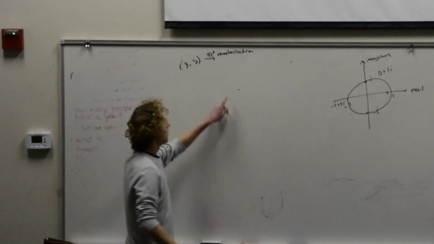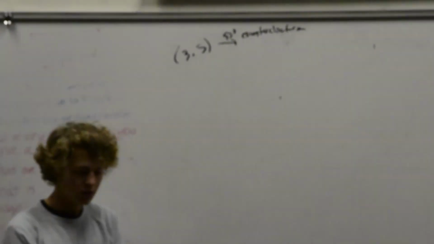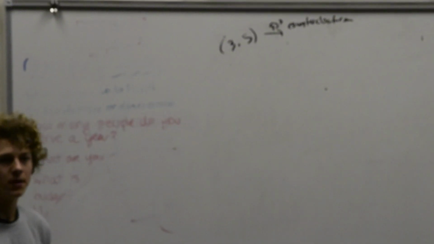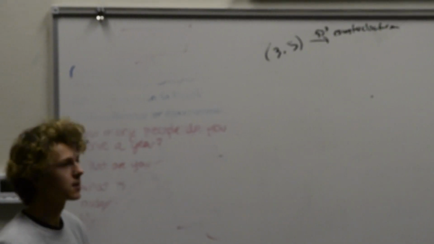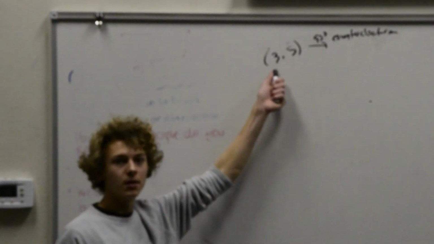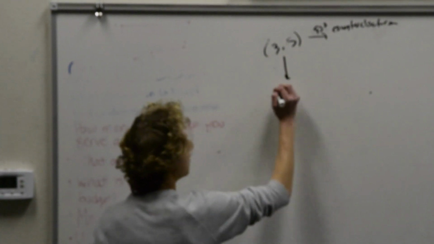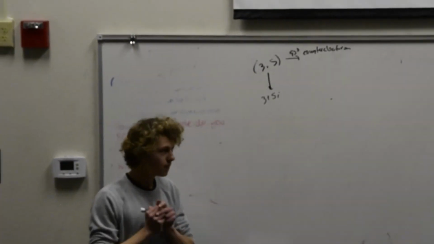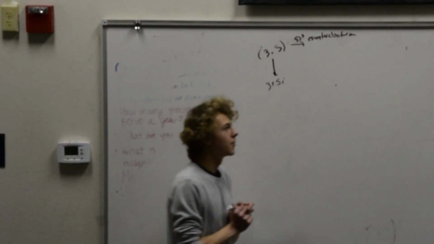Okay, so we can find this using just real numbers and trigonometric identities, but that actually is really complicated and it takes a long time. But we can make this way, way easier for ourselves just by using complex numbers. The point (3, 5) in the real plane is equivalent to the point 3 plus 5i in the complex plane.